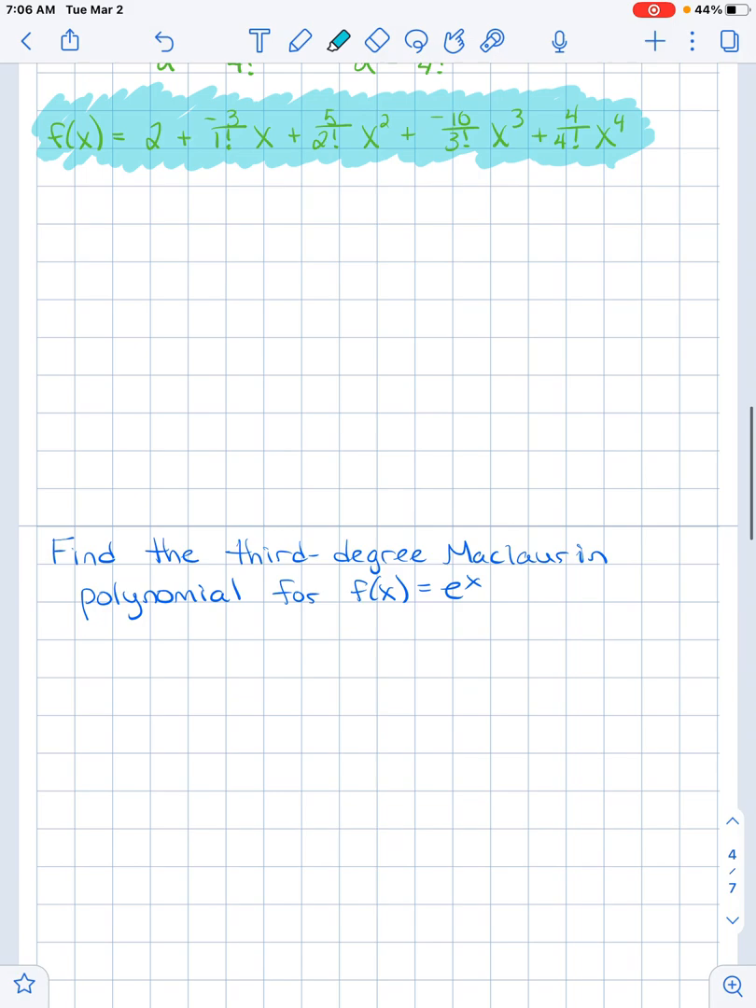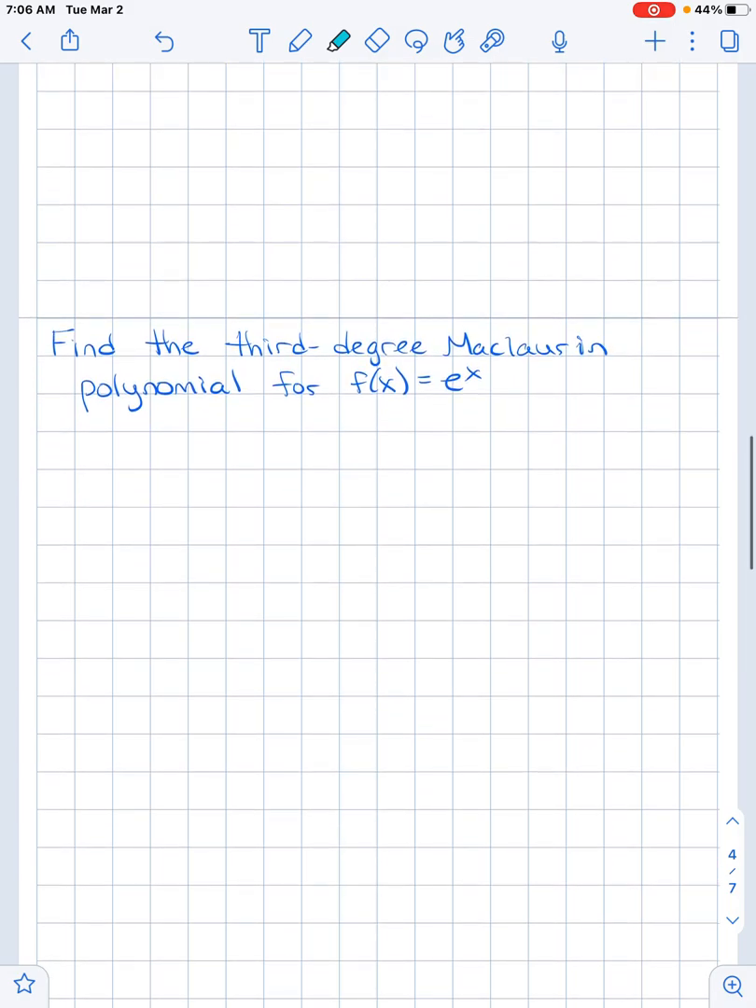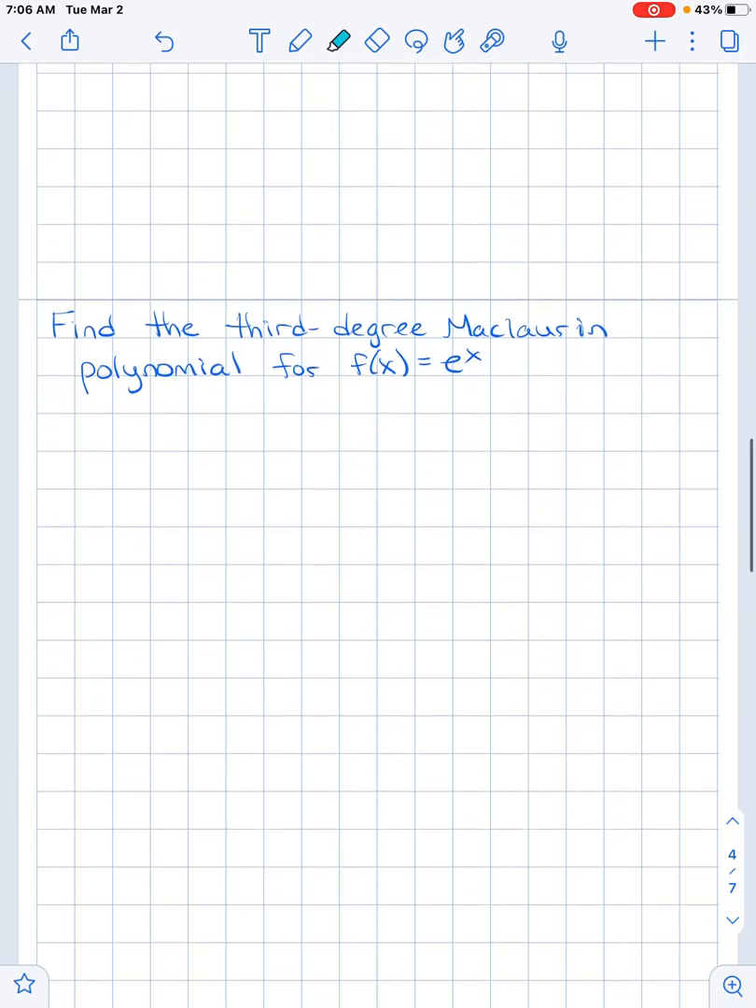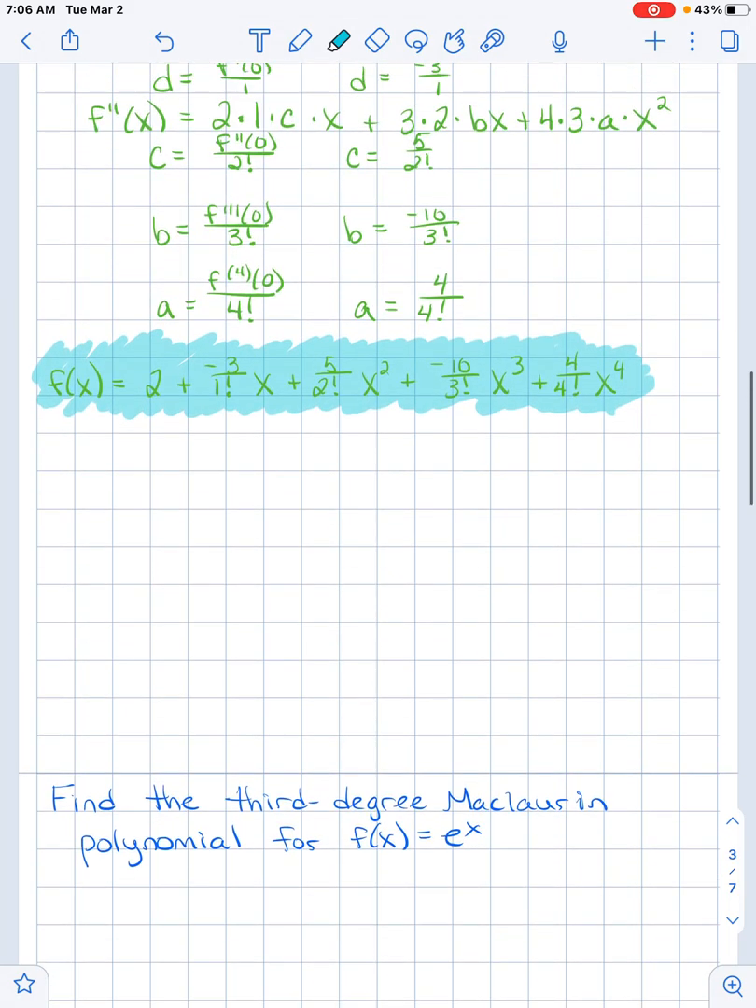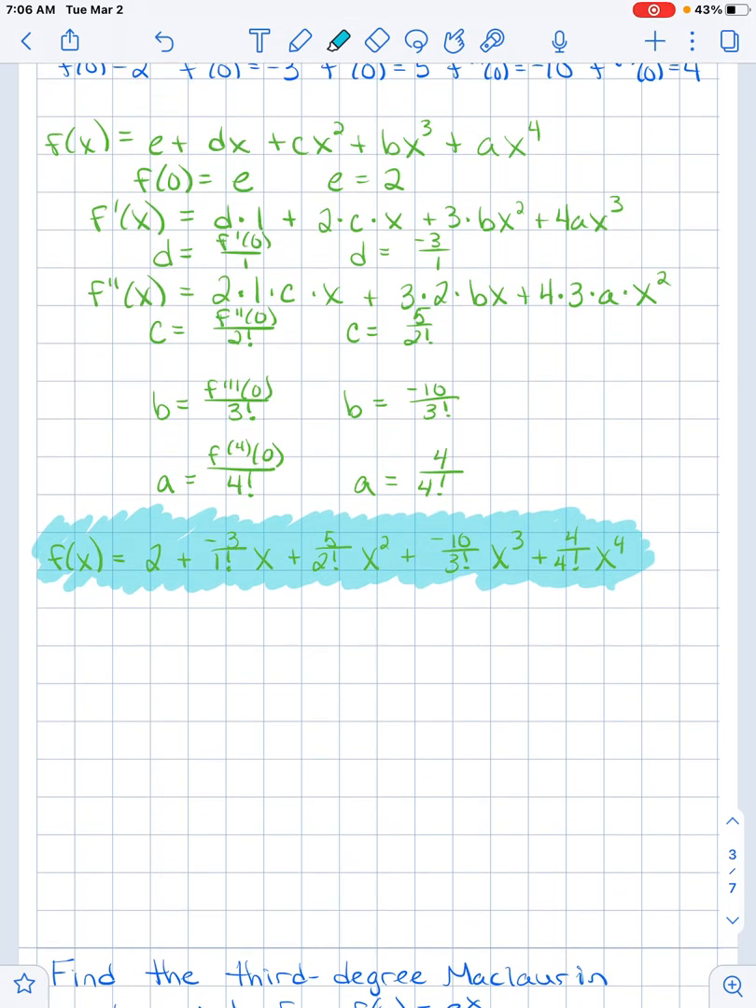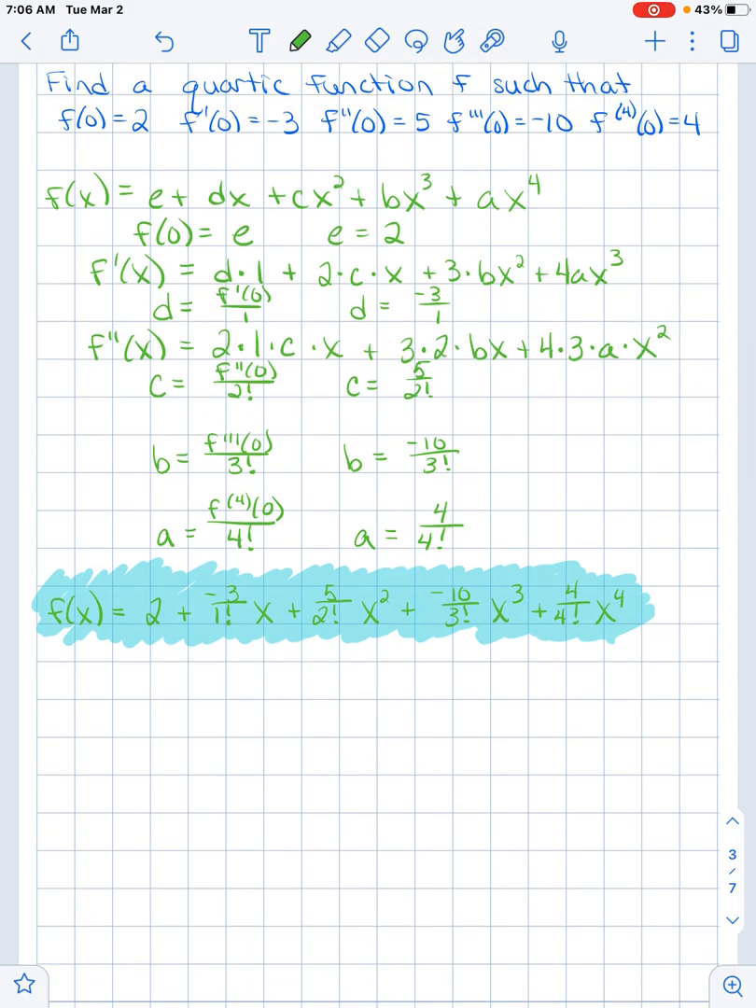But to write, oh, my apologies. Before we go on to the next one, we're going to write the general form for any Maclaurin polynomial, following the pattern that we found. Sorry, I went a little too far ahead. It can be written like this.